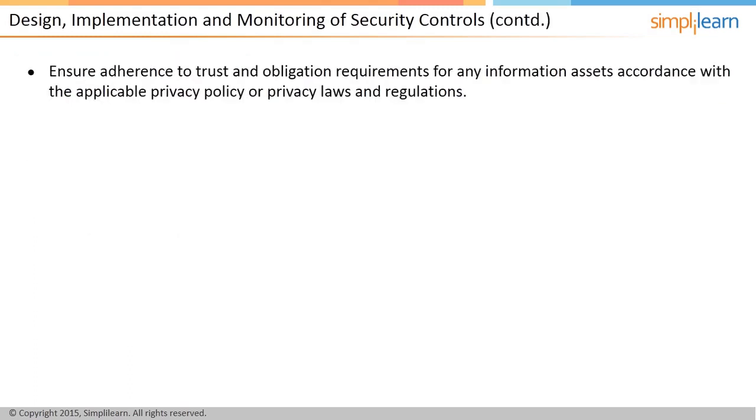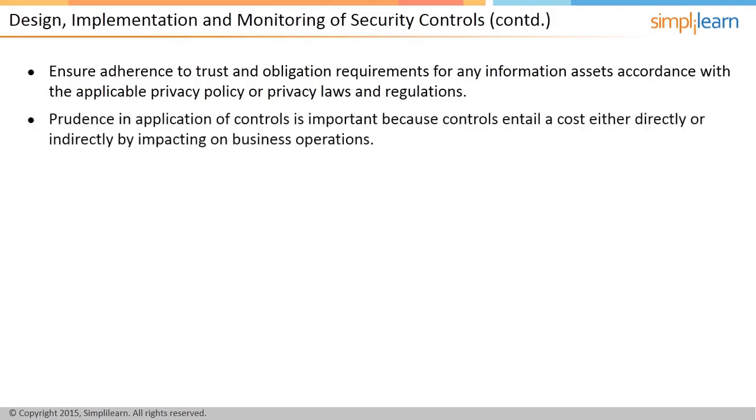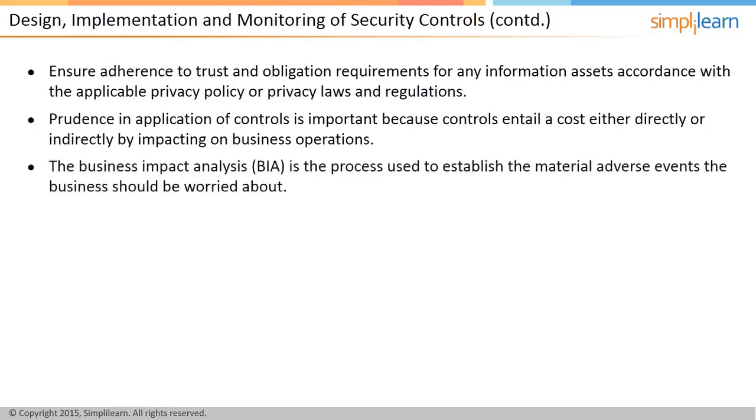Ensure adherence to trust and obligation requirements for any information assets in accordance with the applicable privacy policy or privacy laws and regulations. Prudence in application of controls is important because controls entail a cost, either directly or indirectly, by impacting business operations. The Business Impact Analysis, BIA, is the process used to establish the material adverse events the business should be worried about. The following screen lists the main areas to be covered under this knowledge statement.